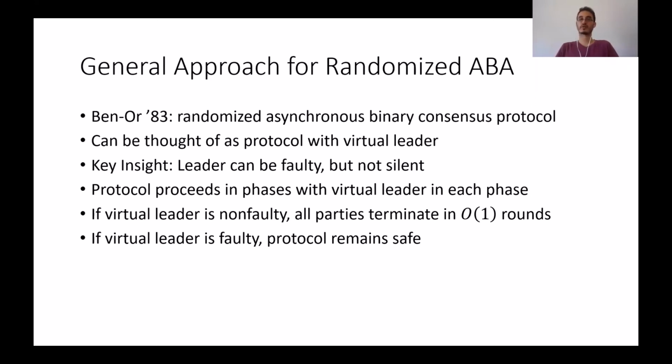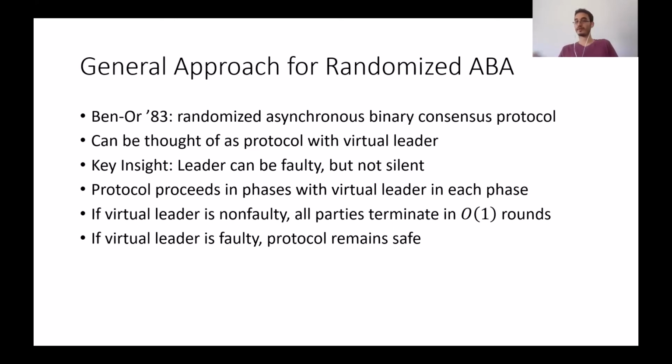A general approach for solving randomized asynchronous Byzantine agreement can be gleaned from Ben-Or's protocol from 1983. That protocol is one of the first randomized asynchronous binary consensus protocols. And it can actually be thought of as a protocol with a virtual leader. The parties communicate, and they might ask the virtual leader for values, either 0 or 1 throughout the protocol. Now, the key insight is that throughout the protocol, the leader can be faulty, but it can never be silent. It always has to provide some value if asked for.